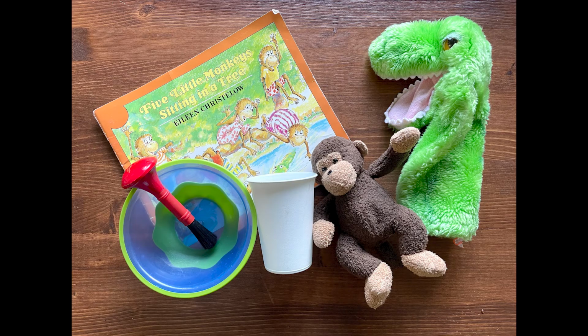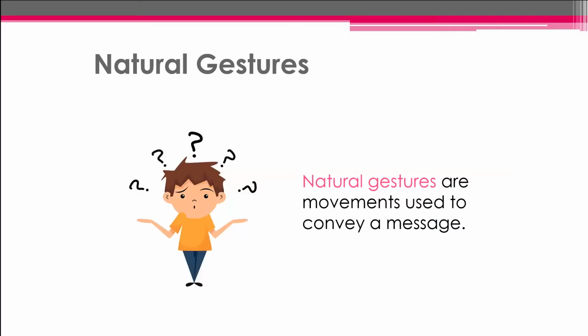Natural gestures are movements used to convey a message, such as waving hello or goodbye, to beckon someone to come here, or pointing with a finger to indicate or ask for something. For a song or a nursery rhyme, such as the Itsy Bitsy Spider, you can use your fingers to gesture the actions in the song.